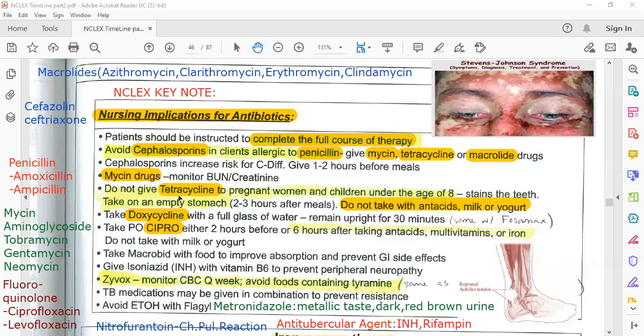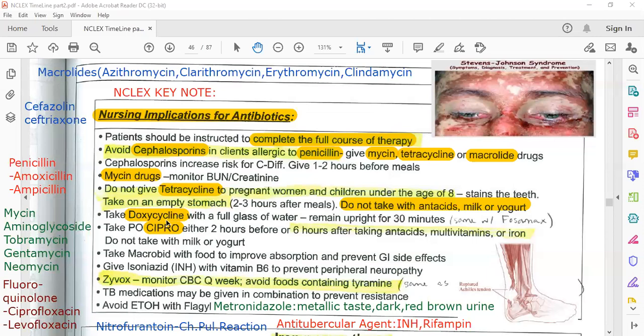So if your patient took tetracycline or doxycycline, tell them to keep out of direct sunlight because they have a phototoxicity effect. Also, the patient should monitor the liver enzymes and monitor the kidney function because they are nephrotoxic and hepatotoxic.